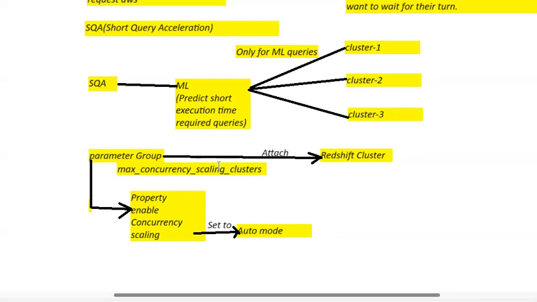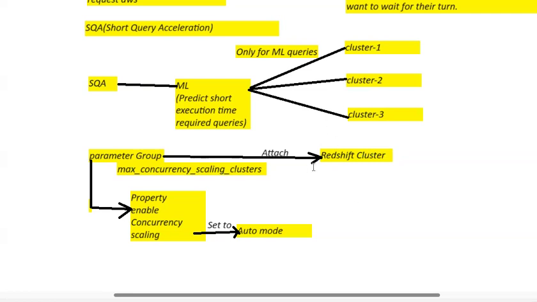Now, our concurrency scaling was on, then we needed to provide the max concurrency scaling clusters, right? For that, we opened the parameter group, opened the parameters, and there we edited max concurrency scaling clusters. In this example we provided 5. So we provided the max concurrency scaling clusters as 5 only. Then we finally attached that to our Redshift cluster. That's it.